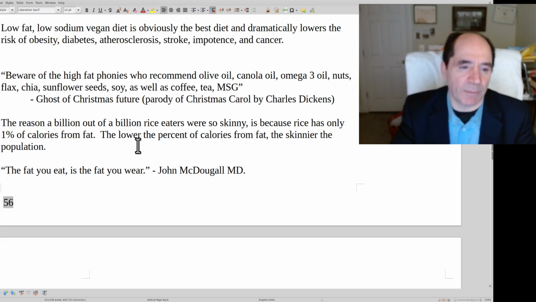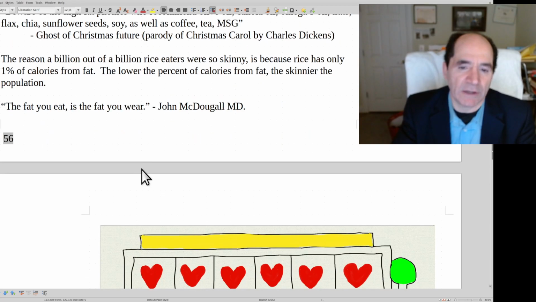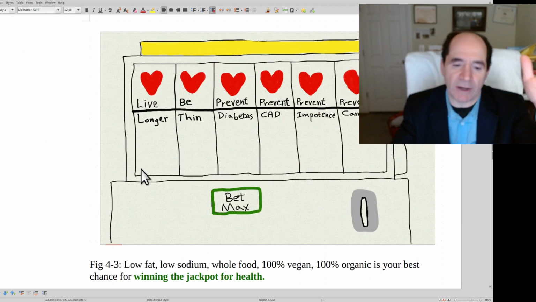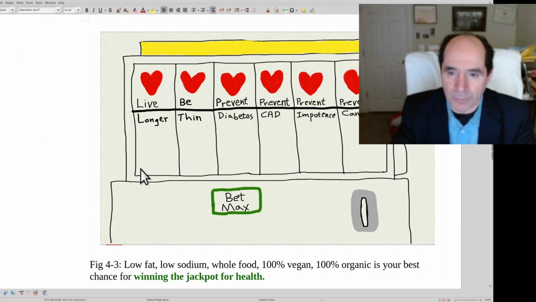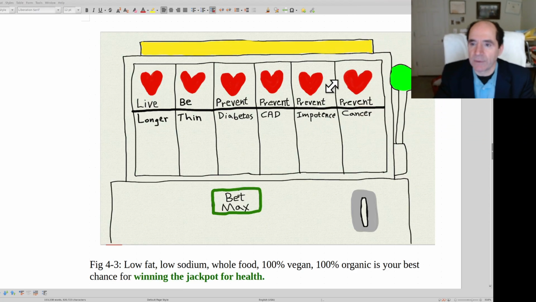Okay, and then, we talked about that before. Why are 1 billion out of 1 billion rice eaters so skinny? Because only 1% of calories from fat. And McDougall puts it pretty clear: the fat you eat is the fat you wear. It's so easy to absorb fat. It just comes right in complete. Okay. All right, now here's just a sort of picture of the jackpot.